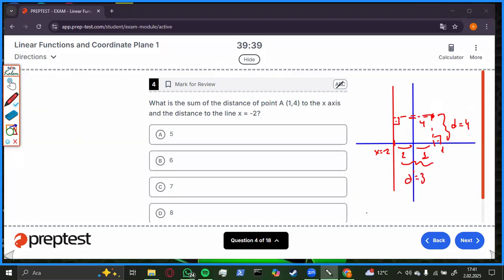Okay, another distance is 3. And finally, the sum of the distances is d plus d prime. So this is 4 plus 3. Finally, it is 7. So option C is true for this question.